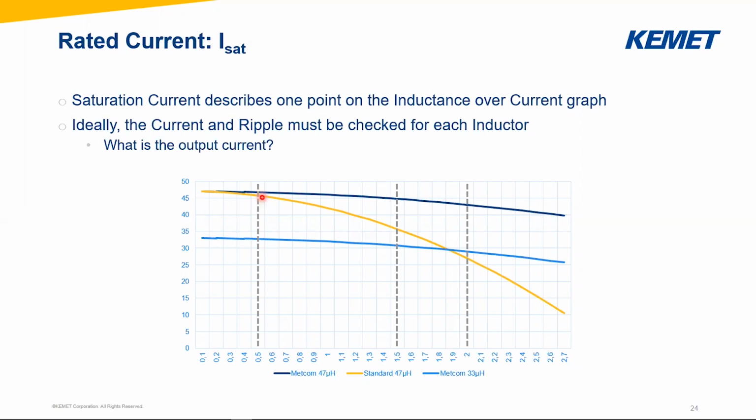So if it's a very low current, there's not much difference at this point. But if your current is higher, let's say at this point it's 1.5 amps, you can see there's a high difference between the standard item, the yellow curve, and the Metcom item, the dark blue. And even if you are looking at a high current like 2 amps or maybe 2.5 amps, it would be better to use a Metcom 33 microhenry coil instead of a standard 47 microhenry coil. And why is this so bad? I can show you in the next picture.